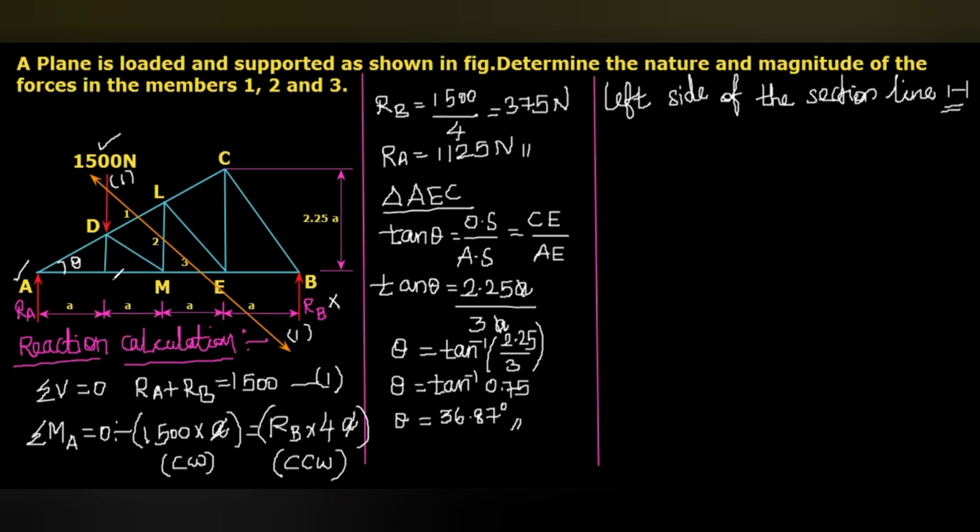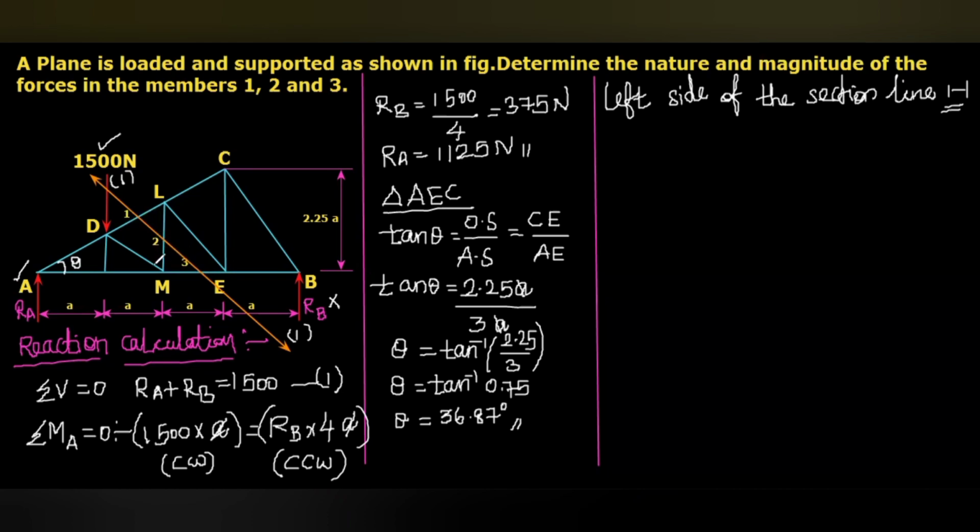Members like AD, DM, these members are not cut by the section line. These are whole members. Even though they are in the left side portion which we are going to consider, since they are not cut by the section line, we are not going to consider the forces in these members for the calculation. So this 1500 Newton, RA and forces in the members 1, 2, 3. These 5 forces we are going to consider here.